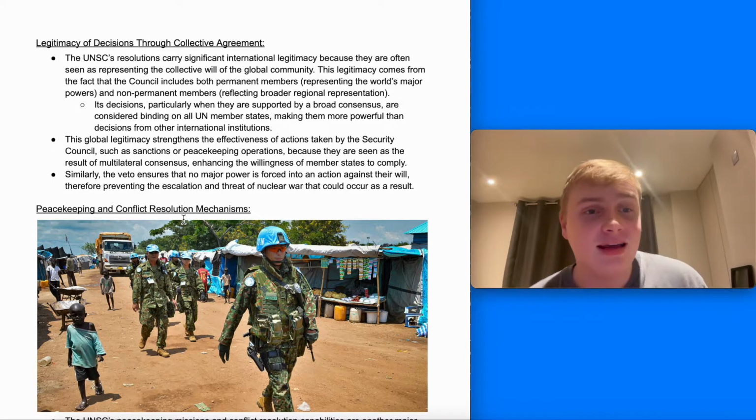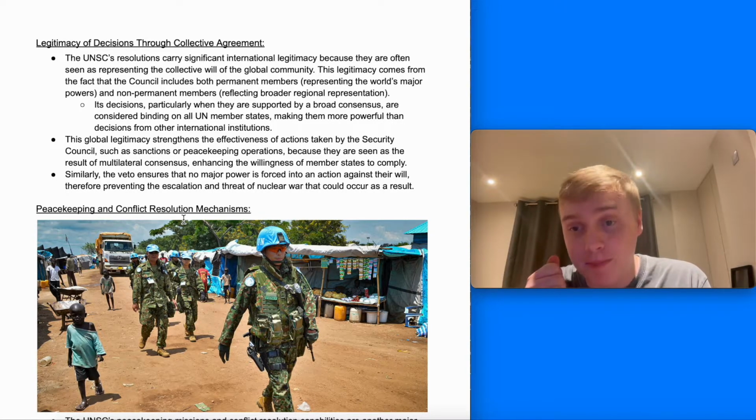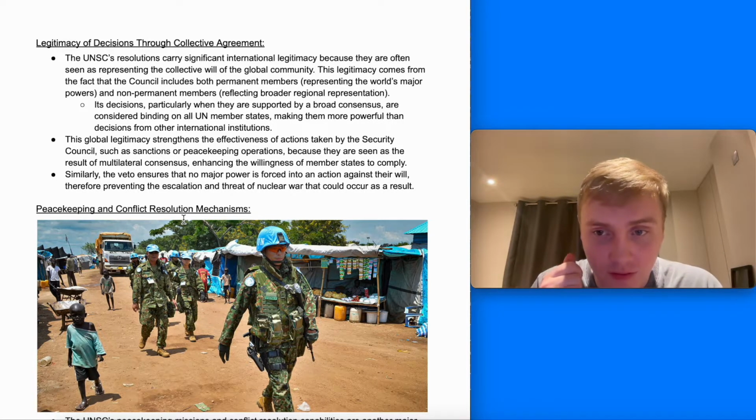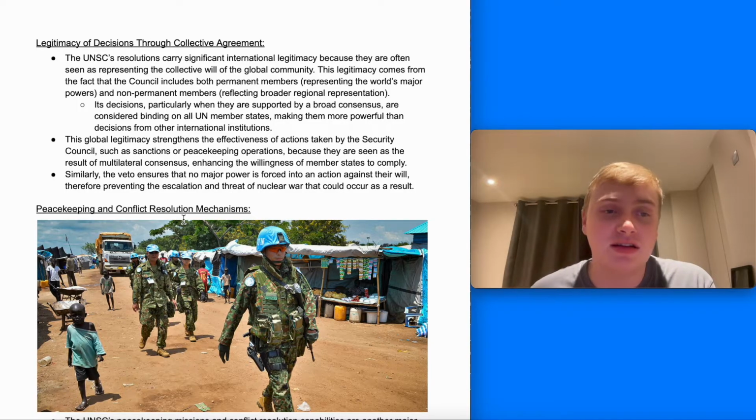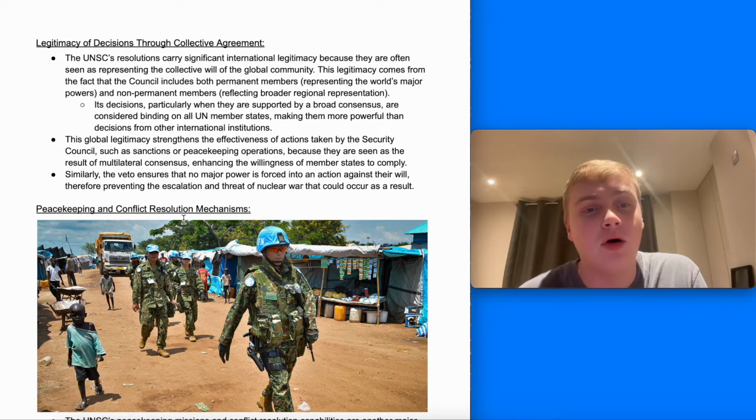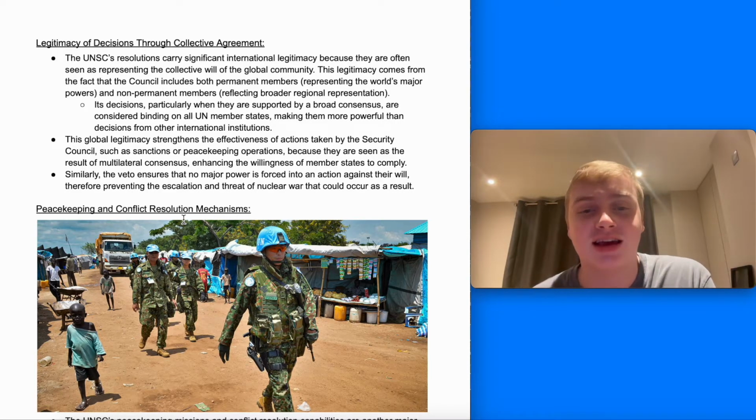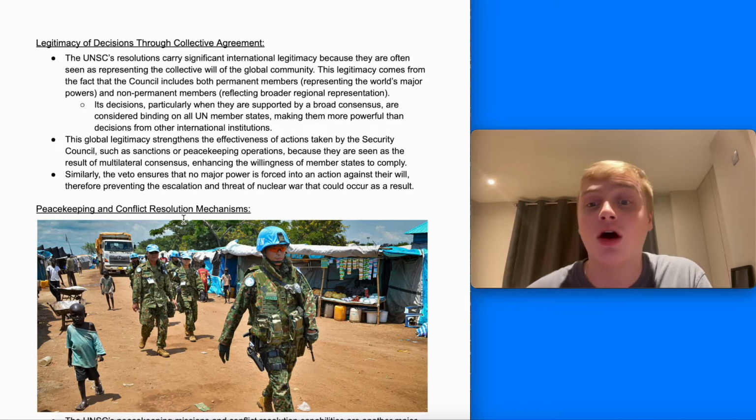So yeah, its decisions, particularly when they're supported by a broad consensus, are considered binding on all UN member states, making them more powerful than decisions from other international institutions, because the UN Security Council is the only body in the United Nations that can effectively make legally binding decisions. And this strengthens the effectiveness of actions taken by the Security Council, such as sanctions or peacekeeping operations. Similarly, the veto power ensures that no major power is forced into action against their will, therefore preventing the escalation or threat of nuclear war that could occur as a result.